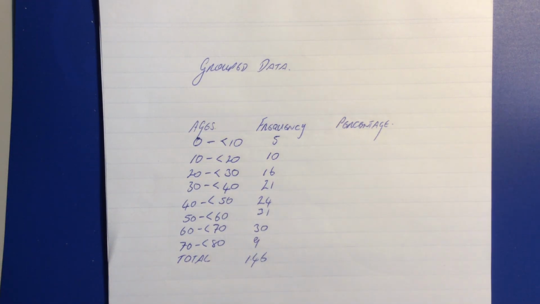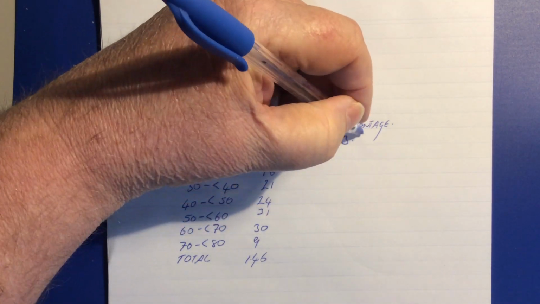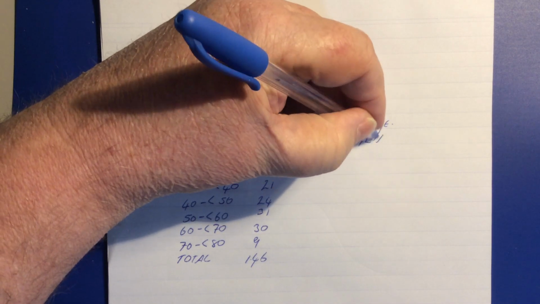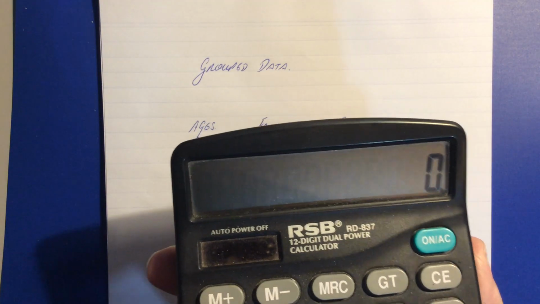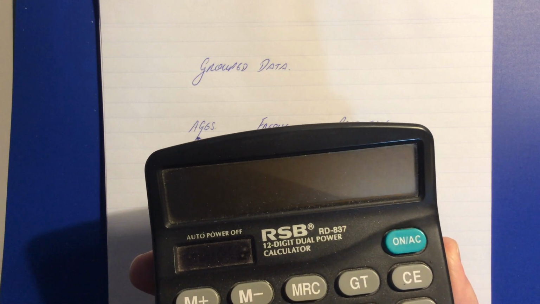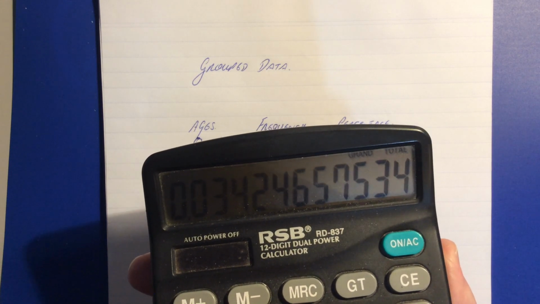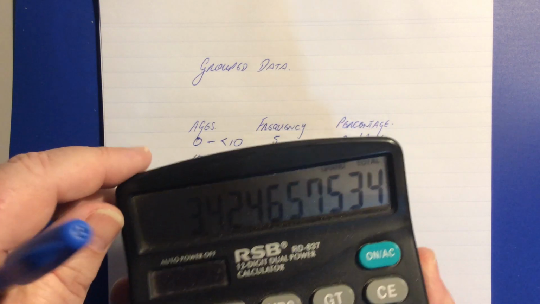So all we have to do is a simple percentage calculation, which is 5 divided by 146 times 100. And the answer is 3.42%. So I'll do that on camera just so that you can see it. So hopefully this is picking this up. 5 divided by 146, that equals that. Multiplied by 100, it equals that. That's your percentage. And I've just rounded to 2 decimal places.